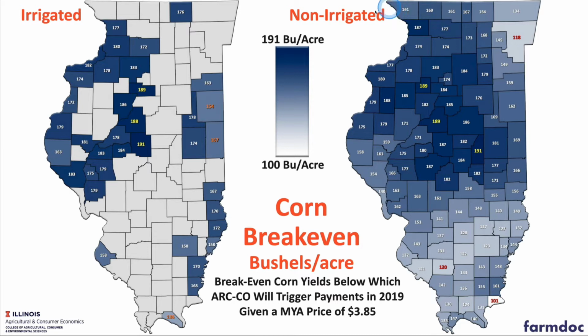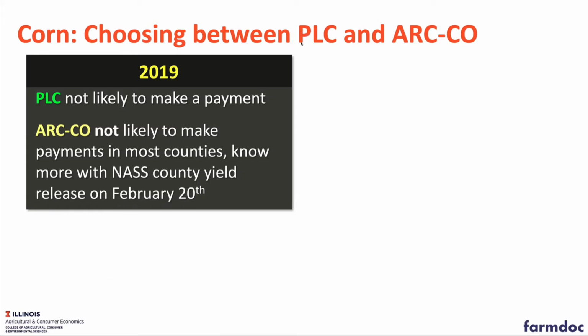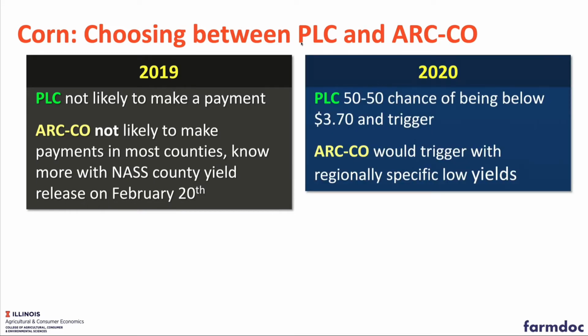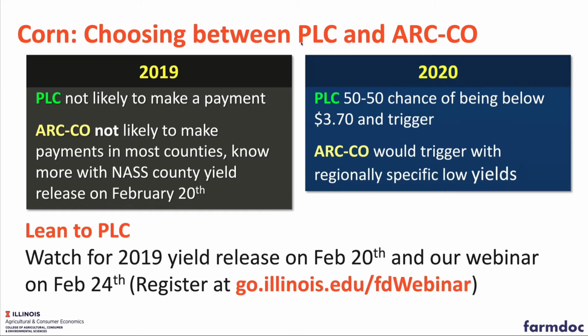So that'll give you a feel. These are non-irrigated yields on this side. These are irrigated yields on this side. So, choosing between these: PLC is not likely to make a payment in 2019. ARC County may in certain counties. For 2020, it's a 50-50 chance in ARC County. ARC County would trigger with regionally specific low yields, and that's what we're looking for in 2020.